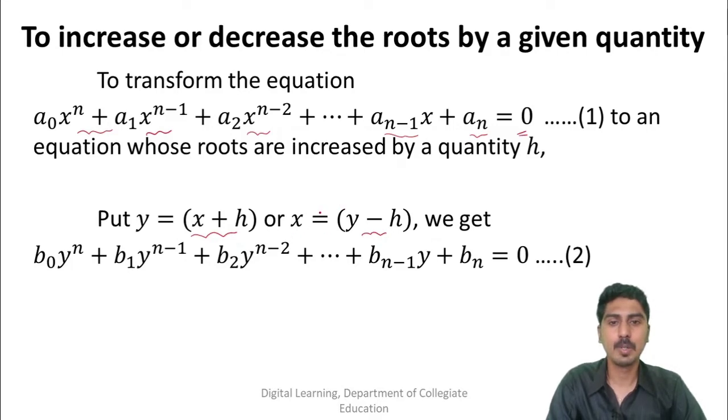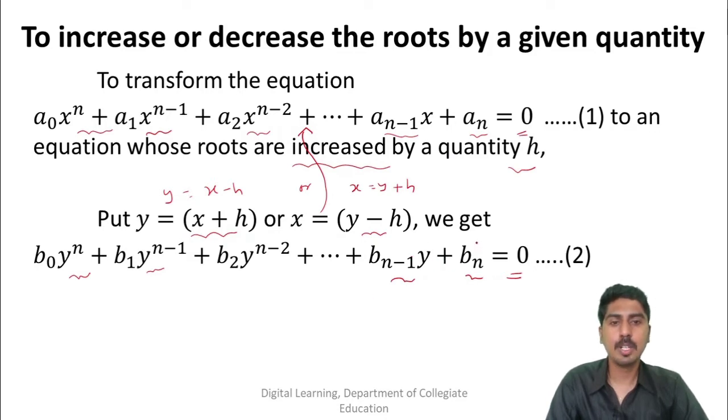When I put x = y - h here, I get a polynomial equation b0 y^n + b1 y^(n-1) etc. + b(n-1) y + bn = 0. This is the required transformed equation. To decrease the roots by a quantity h, we just put y = x - h, or x = y + h.